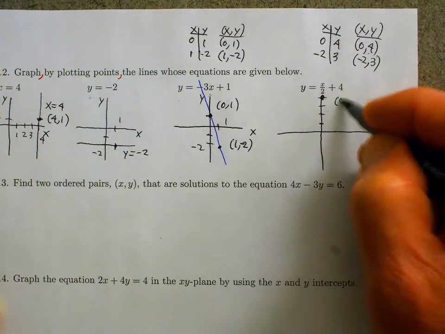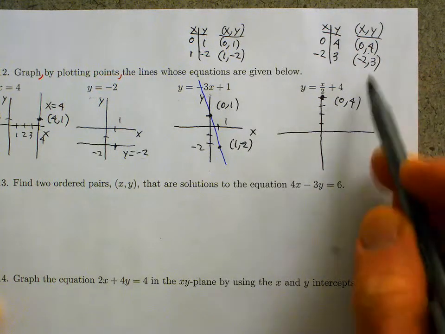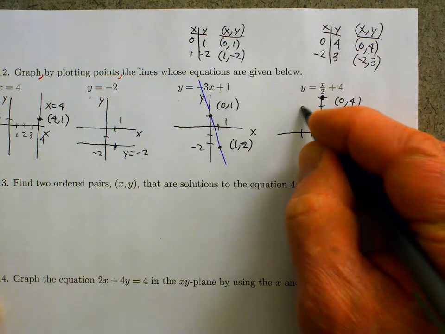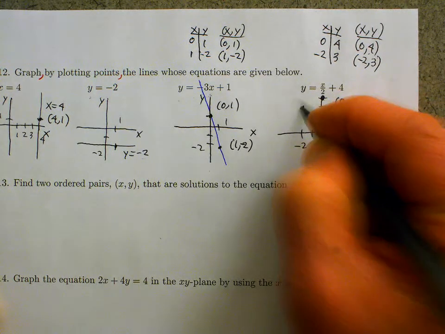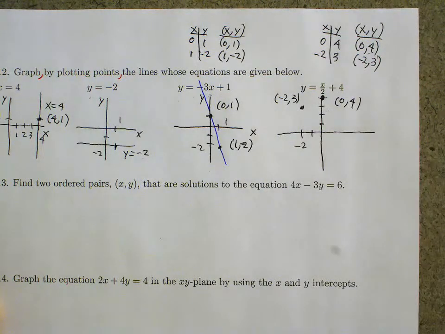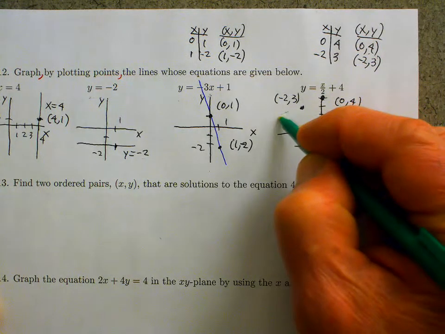So the y-intercept, (0, 4). The other point, (negative 2, 3). And then draw a line through those points.